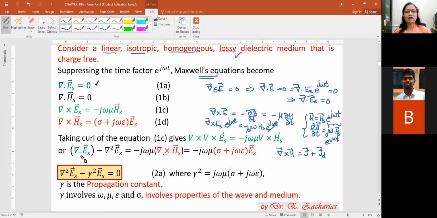And similarly, come to del cross Hs on the right-hand side. Del cross Hs I have written in red color because I am going to use 1D. Instead of del cross Hs, I'm going to write sigma plus j omega epsilon Es. Is this clear to you guys? We have just taken Faraday's law in the phasor form, taken curl on both the sides and then substituted equation 1a and 1d into that.